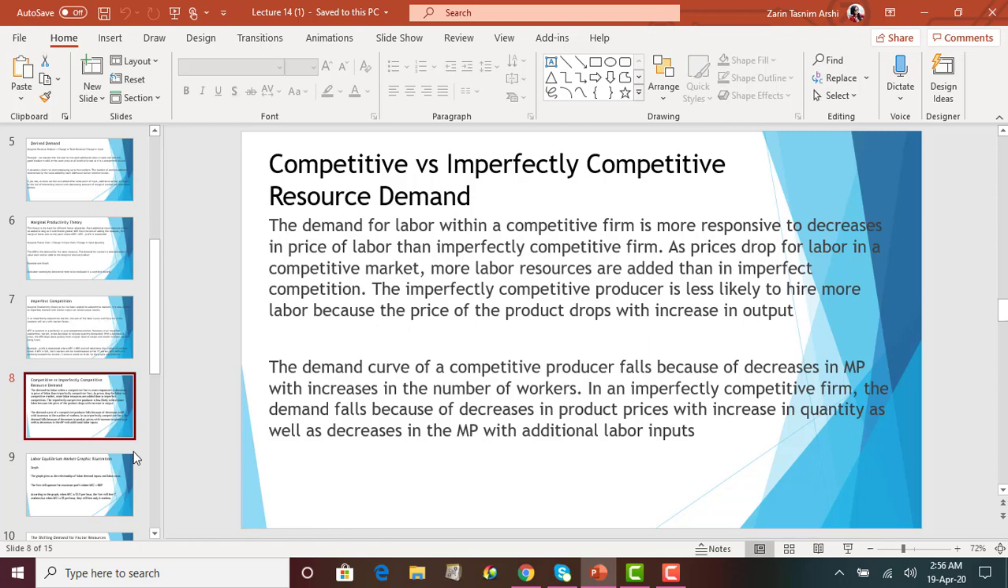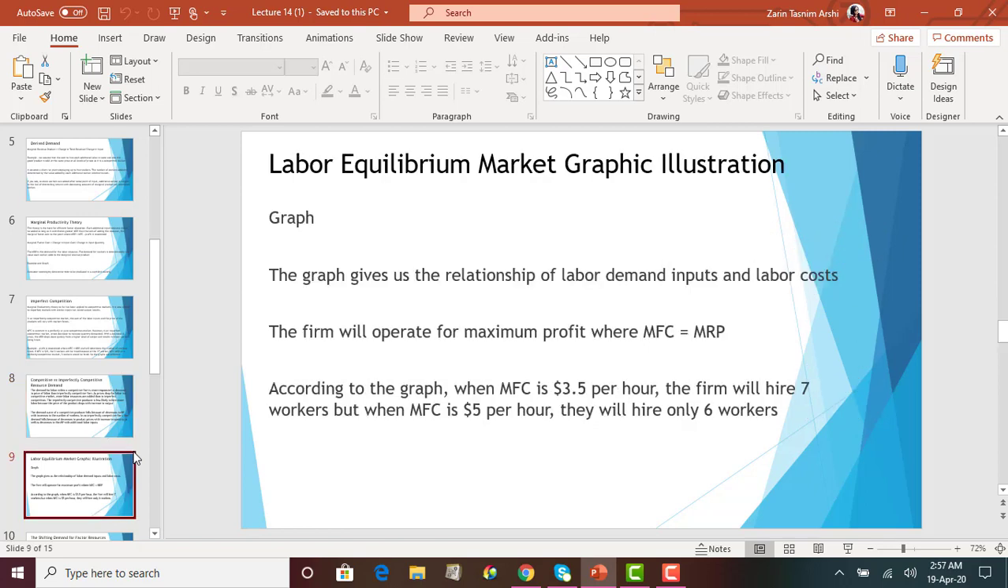Also, the demand curve of a competitive producer falls because of decrease in marginal productivity with the increase in the number of workers. However, in an imperfectly competitive market, the demand falls because of decrease in marginal productivity as well as the decrease in prices. Two things are happening. In a competitive market, only one thing happens: there is a decrease in marginal productivity as we increase more workers. But in imperfect competition, there is a decrease in marginal productivity with more workers added, and at the same time, the prices are also decreasing. So that's the main difference between the two.